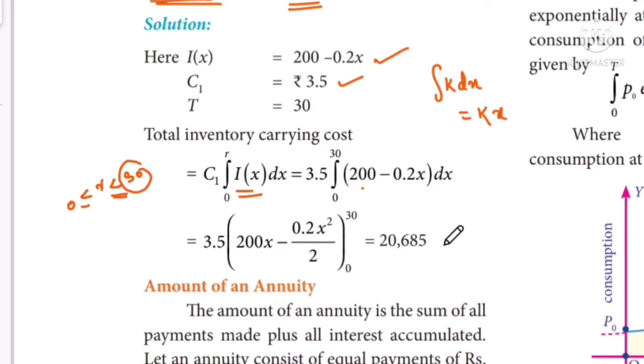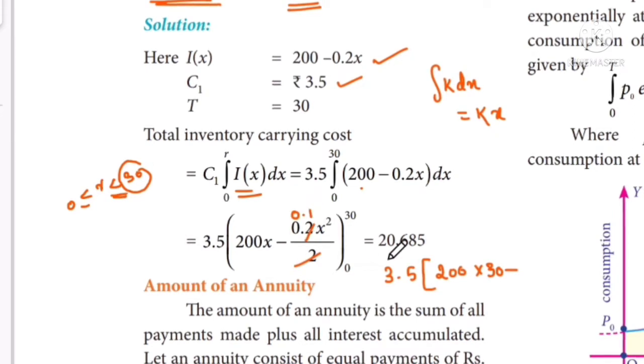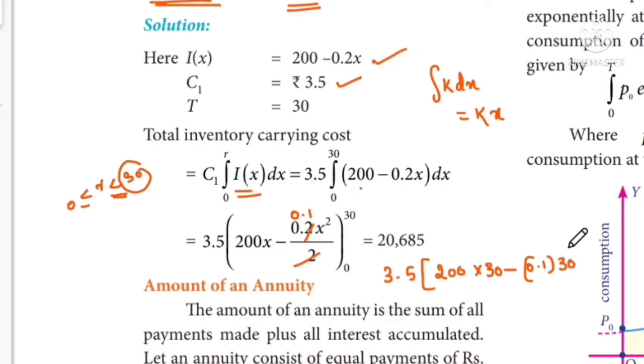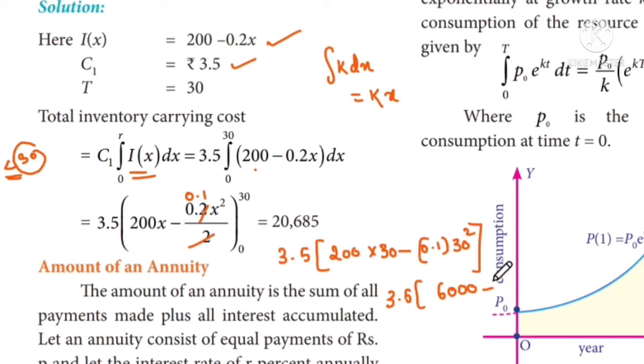So put the limit. It is 3.5 times, 200 into 30 minus, you can cancel this, 0.1 into 30 square, minus the lower limit is 0, so just leave it. 6000 minus 900 into 0.1 will give you 90. Now subtract 6000 minus 90. So that is 3.5 into 5910, which is 20,685.